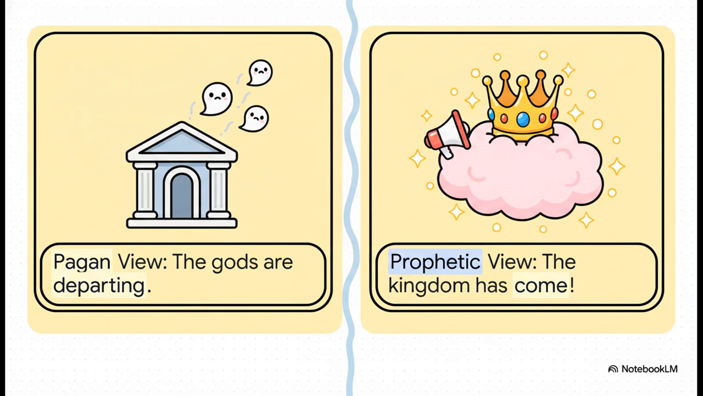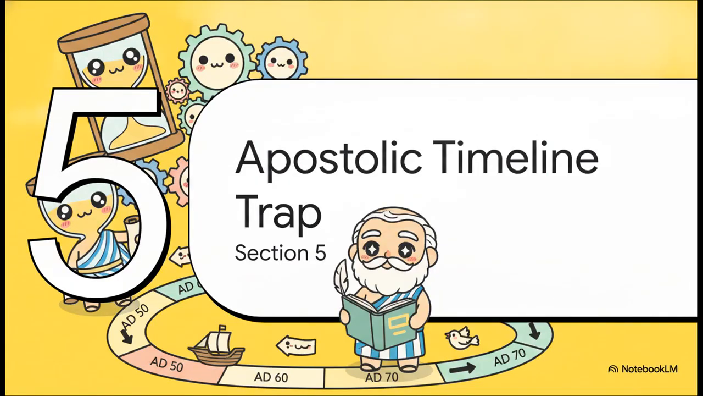So the argument here is that if you pull Revelation 12 out of this 67 to 70 CE window, you are completely ignoring this incredible piece of historical corroboration. That brings us to Section 5, the apostolic timeline trap. Let's explore a little logical trap that the source says ends up catching a lot of interpreters who try to force this timeline backward. And it all revolves around the Apostle Paul.